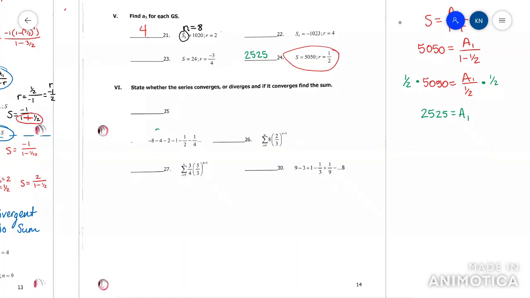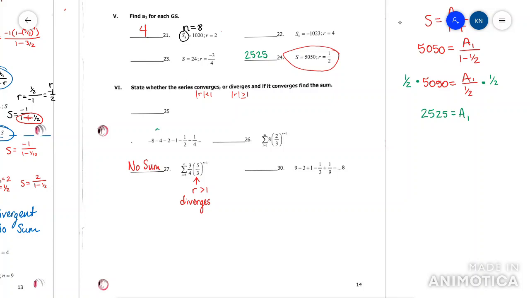All right, and then this last part, if they're asking me if it converges or diverges, really you just need to know it converges when the absolute value of the rate is less than 1. If you get the absolute value of the rate as greater than or equal to 1, it diverges, and you cannot do an infinite series. So look at 27 right here. The rate is 5/3. This is greater than 1. That means this diverges, which means no sum. You can't do it.